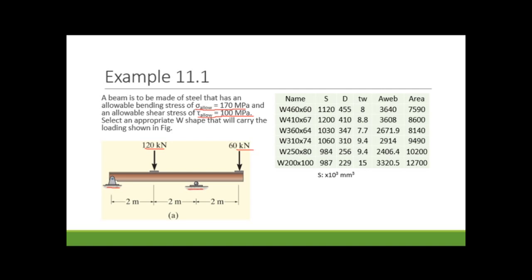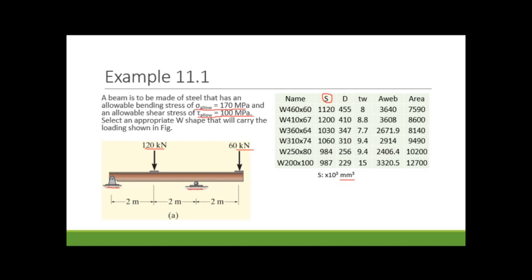Also, the section modulus is given in millimeter cubed, but these values are multiplied by 1000. I don't have enough space, therefore I want to say like 1,120,000 millimeter cubed. That means, okay, don't get confused.